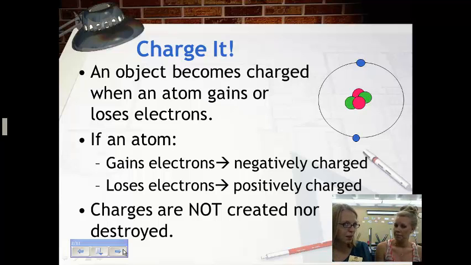So charging is not the same as credit cards? No, but it would be awesome if it was.